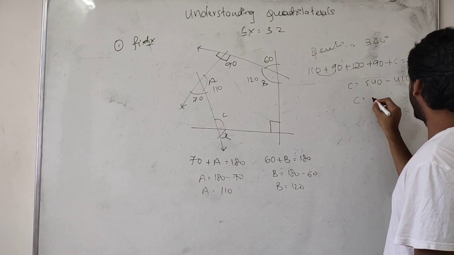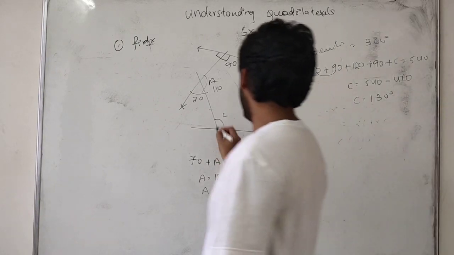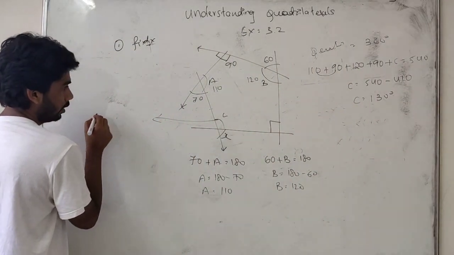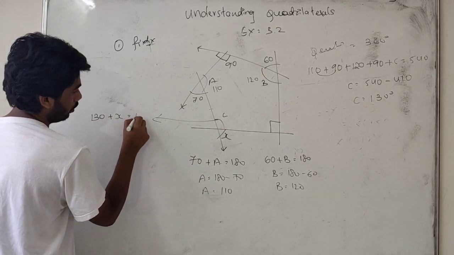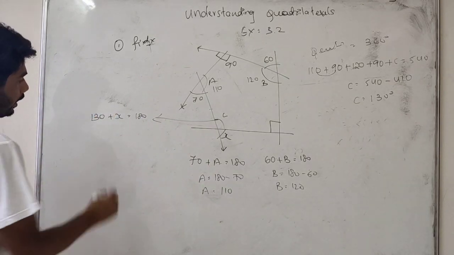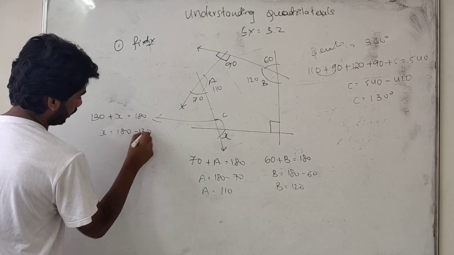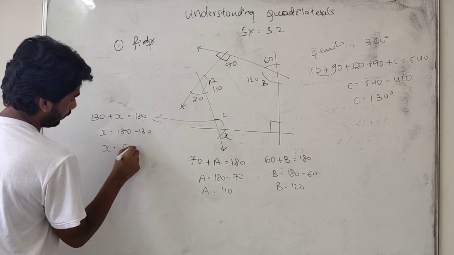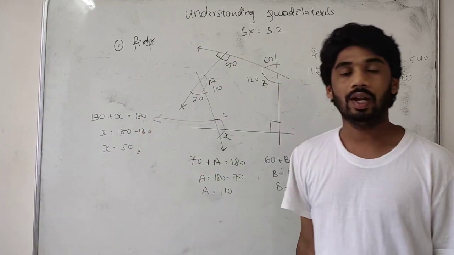C is equal to, we will be getting 130. So here we will get C. 130 plus x is equal to 180 because it is the external angle on a straight line. So x is equal to 180 minus 130. So x will be 50. So here we get the x value as 50. So in this way you have to solve this problem.